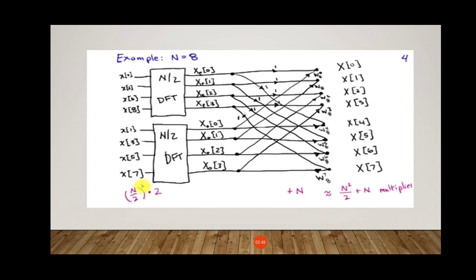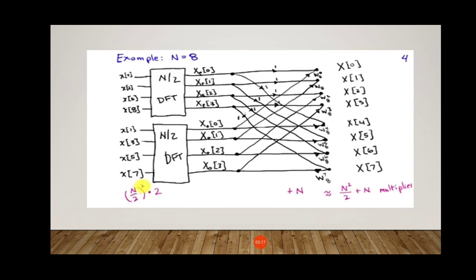So that is why I have given you the downgoing arrows for negative, that is subtraction. What you are doing here is only calculating W8^0 to W8^3. Next, all the twiddle factors are negative of these twiddle factors.